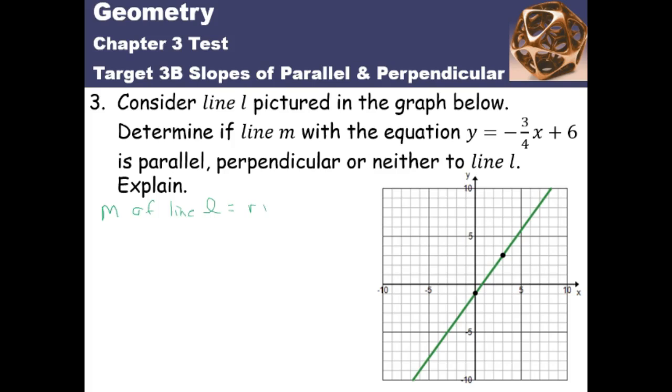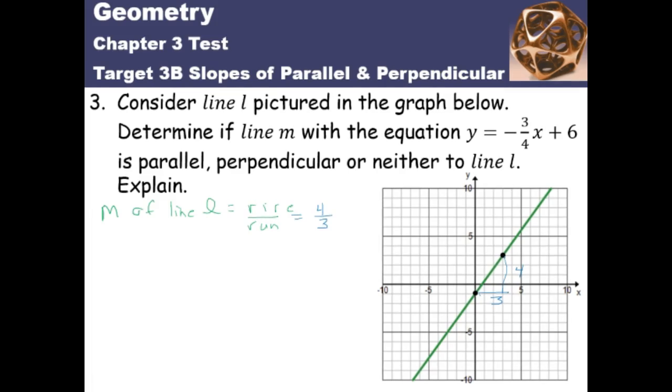Remember, slope is rise over run. So if I look at this picture, to get from this point to this point, I want to go from left to right. So it looks like I go over 1, 2, 3, and I go up 1, 2, 3, 4. So my slope is rise. I'm rising 4. And I'm running 3, so the slope of line L is 4/3.